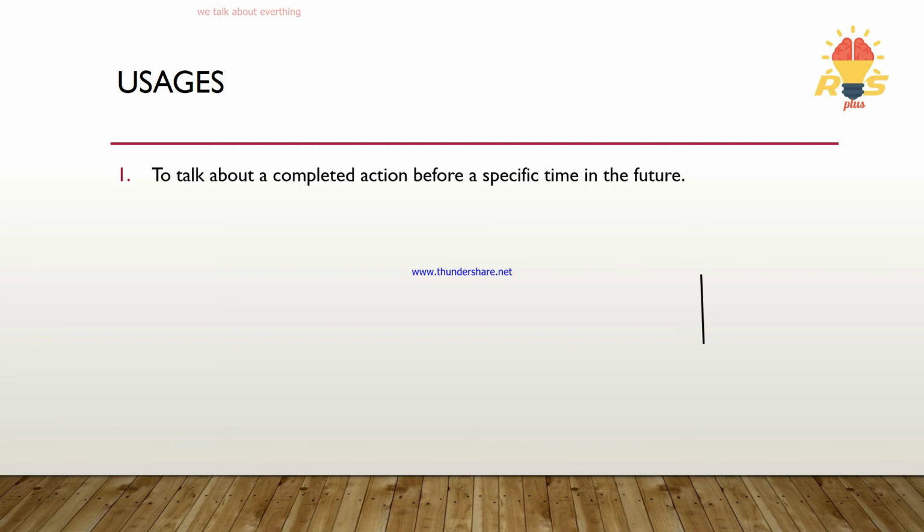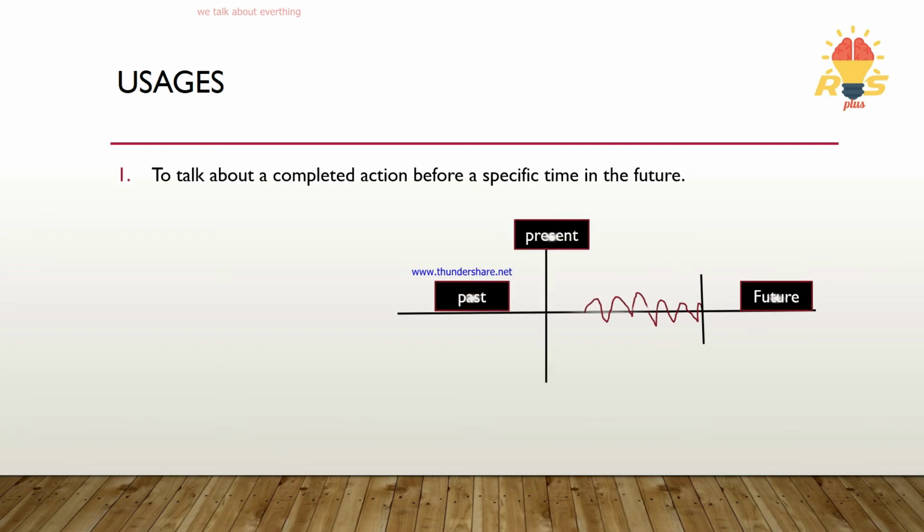So it talks about what? A completed action that will probably happen in the future. So let's clear it with the chart even more. So this is past, present, and future. So it talks about a completed action, right? An action that is completed before a specific time, another specific time that has come.